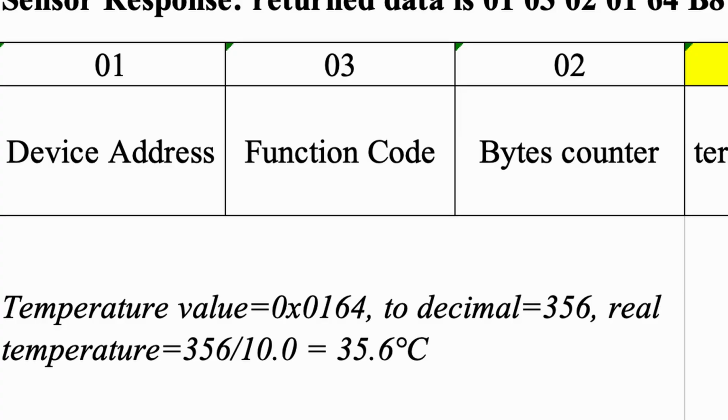In the datasheet, there's another calculation. It says temperature value equals 0x0164 to decimal is 356. Real temperature is 356 divided by 10 equals 35.6 Celsius degrees. Okay, this is something.